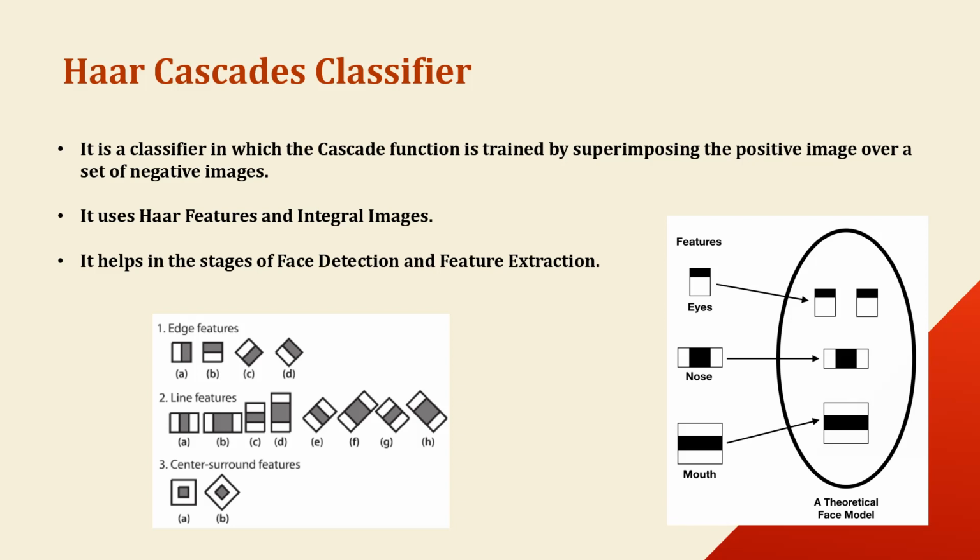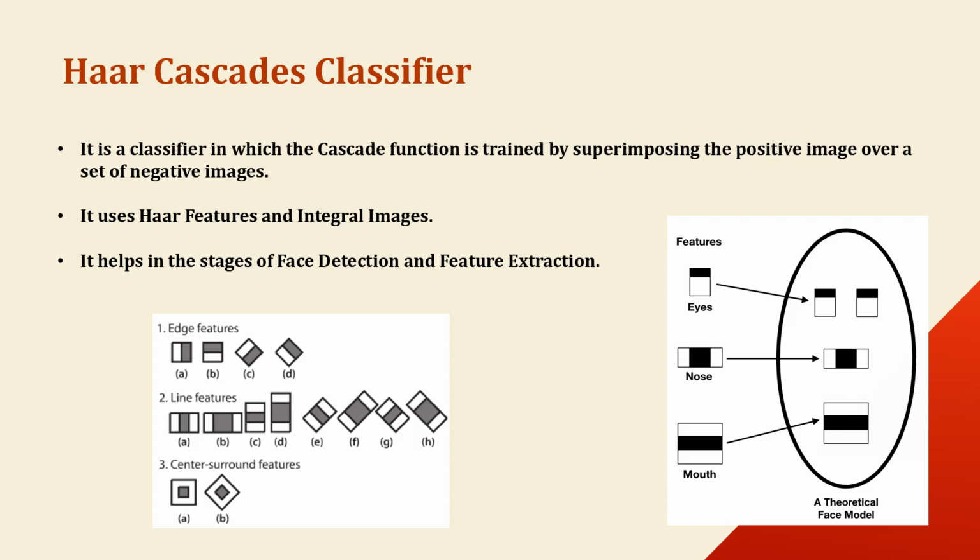The first step is to collect the Haar features. As you can see in the left-hand image, we have edge features, line features, and center-surround features. A Haar feature considers adjacent rectangular regions at a specified location in a detection window. It sums up the pixel intensities in each region and then calculates the difference between these sums. Integral images are used to make this process a lot faster.